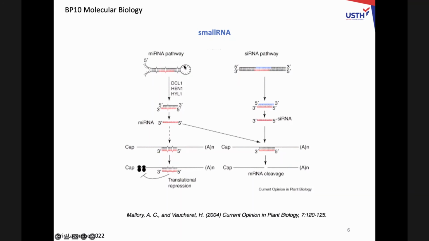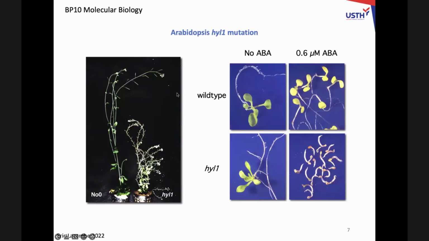So this is the primary transcript of a microRNA gene, and all the process that gives rise to mRNA cleavage or RNA translational repression is not a problem. The first partners that are necessary in order to process the pre-miRNA are a complex, and HYL1 is one of these complex. And I want to show you this experiment.